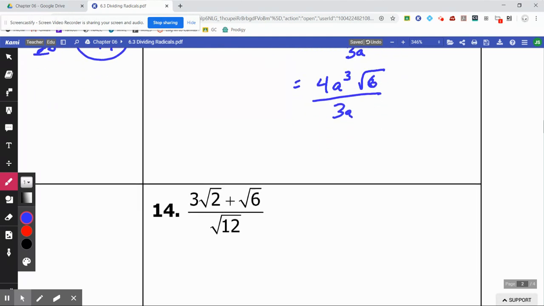Now we have one more step to simplifying. The 4 and 3 can't do anything with it, but 3 a's and a single a, that leaves you with 2 a's on top. So there's my final answer.